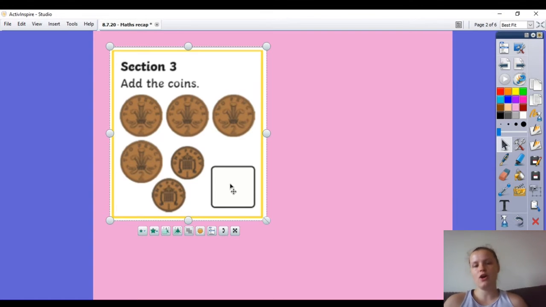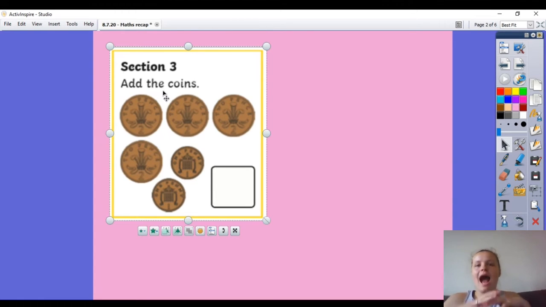Good. So hopefully you would have remembered that this coin is a 2p coin. Okay, so it's worth 2. And this little coin here is a penny. And the penny is worth how much? It's worth 1. Okay, so the question is asking us to add the coins up.